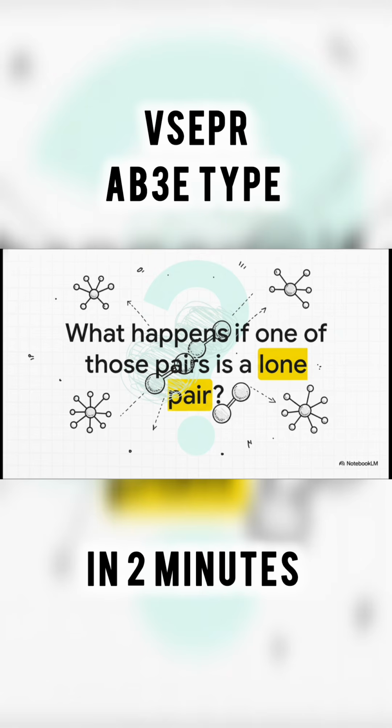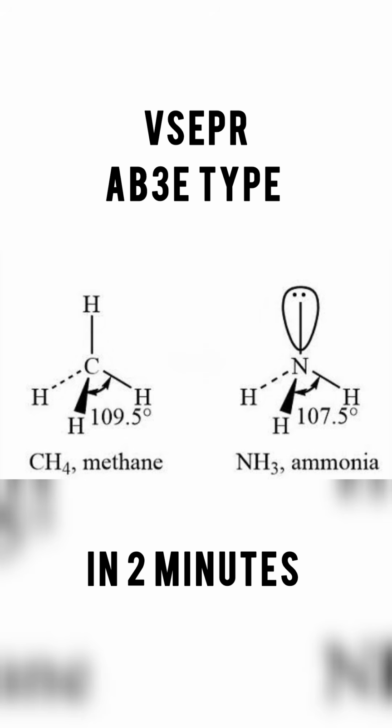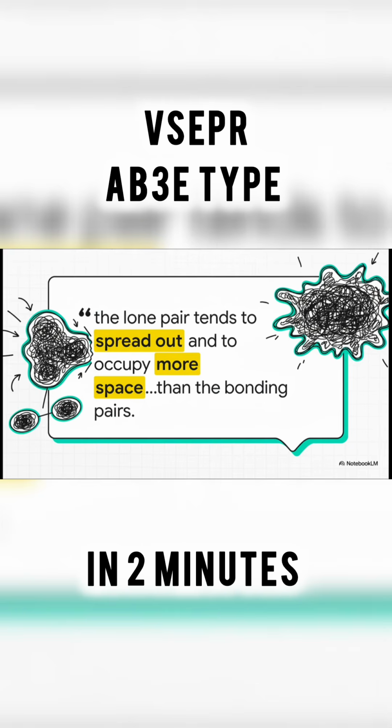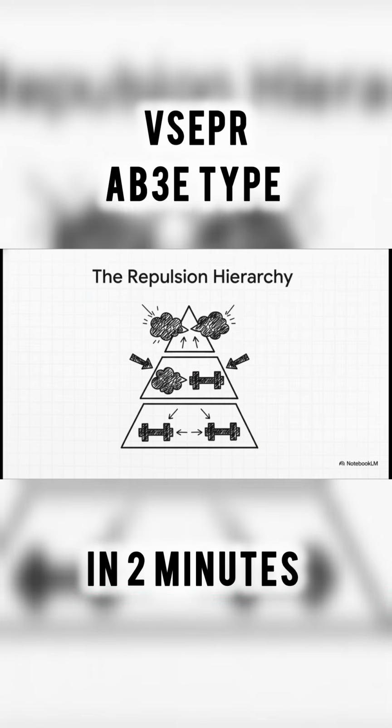Okay, now for the twist. What if one of those pairs is actually a lone pair? So we're going from a perfect AB4 molecule to an AB3E. See that key difference? Here's the deal. That lone pair is way bigger and much pushier than a bonding pair. Yeah, there's a definite pecking order for repulsion, and lone pairs are at the very top.